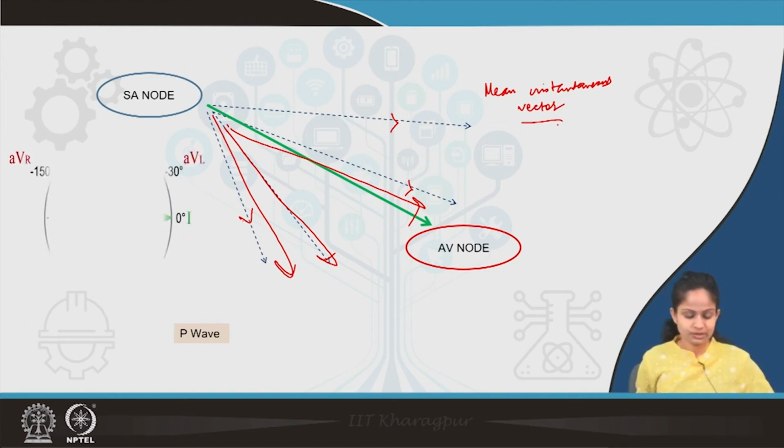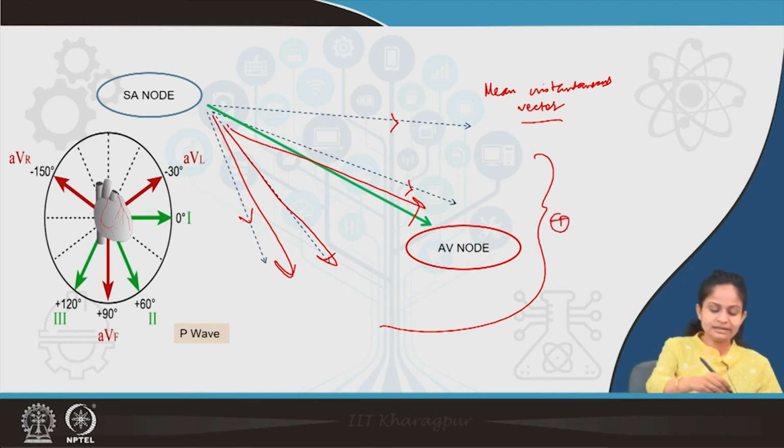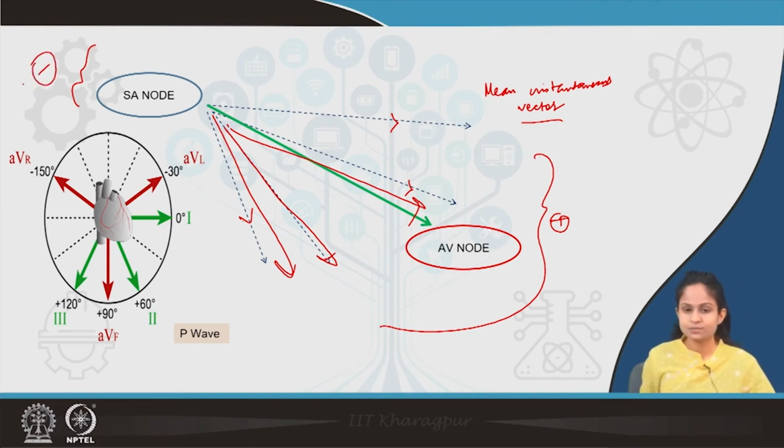The direction of the mean instantaneous vector is from SA node to AV node. Now, if we put this on the reference of the hexaxial system, whichever leads are present in this direction will give a positive deflection, and whichever leads are present in the opposite direction will give a negative deflection. When the wave of depolarization moves towards your recording electrode, it will give a positive deflection, and when it moves away, it will give a negative deflection. The deflection depends on the angle of the lead.